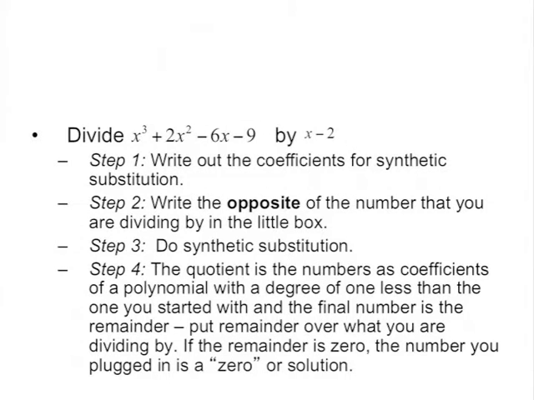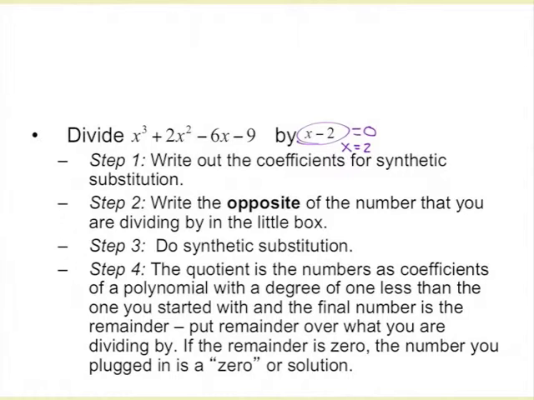So to do division, it says write out the coefficients for synthetic substitution. So do what we were just doing. Then step 2 says write the opposite of the number that you are dividing by in the little box. So instead of just being told to plug something in, we're being told to divide by something here. And what we want to do is think about what would make this equal to 0, and that's what's going to go in our little box.